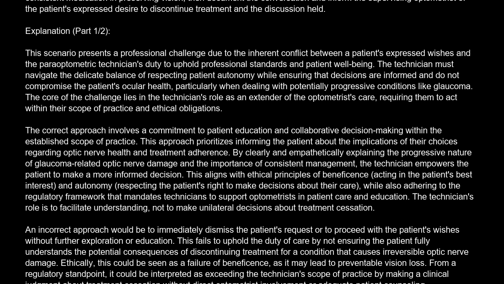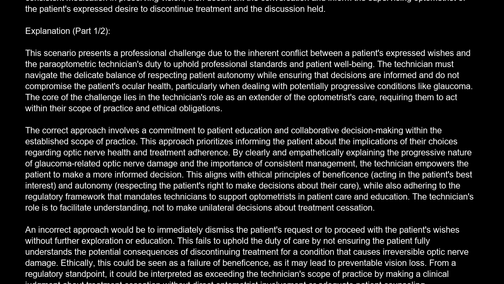Explanation. This scenario presents a professional challenge due to the inherent conflict between a patient's expressed wishes and the paraoptometric technician's duty to uphold professional standards and patient well-being. The technician must navigate the delicate balance of respecting patient autonomy while ensuring that decisions are informed and do not compromise the patient's ocular health, particularly when dealing with potentially progressive conditions like glaucoma. The core of the challenge lies in the technician's role as an extender of the optometrist's care, requiring them to act within their scope of practice and ethical obligations.